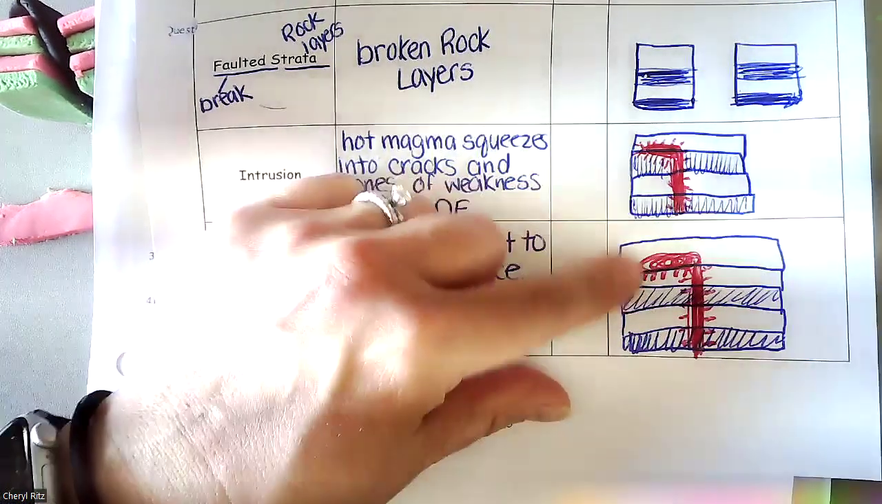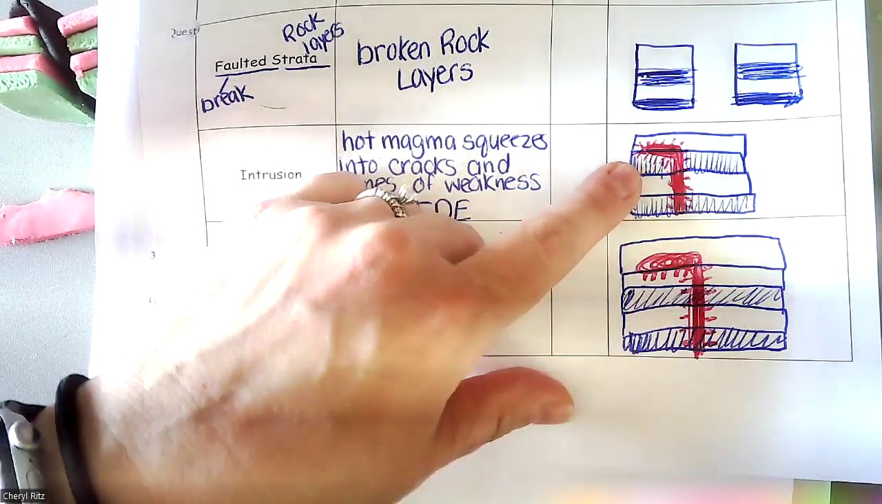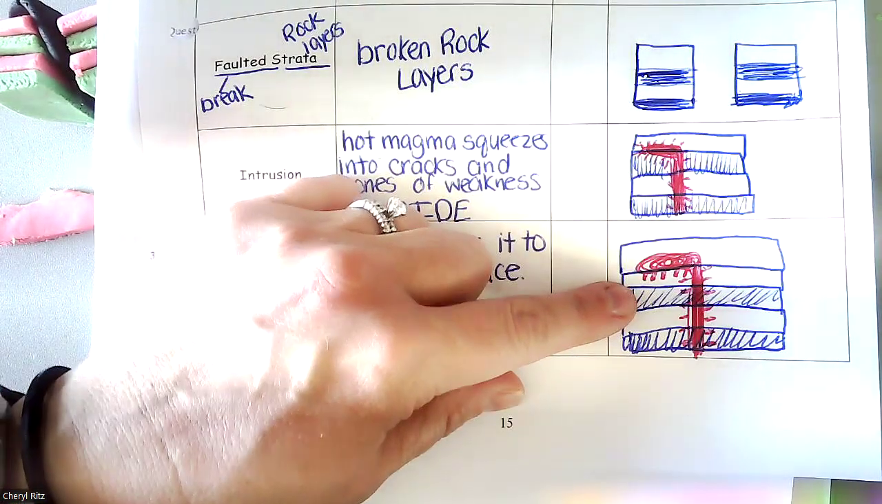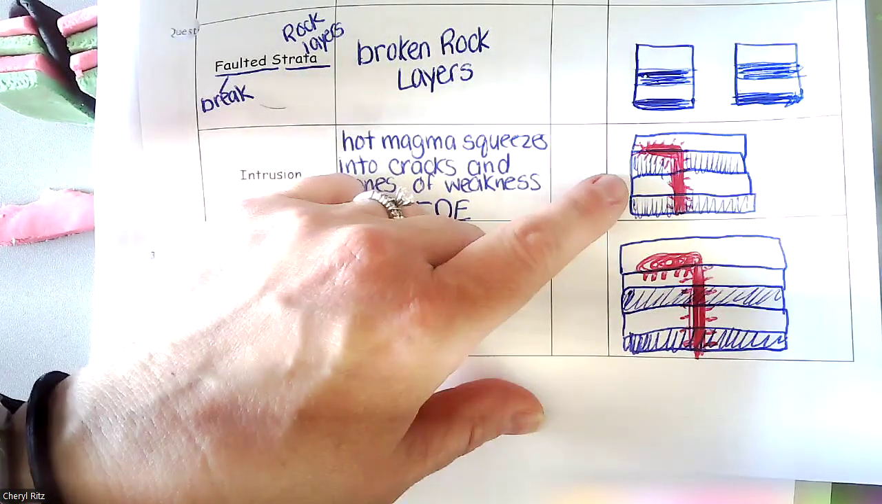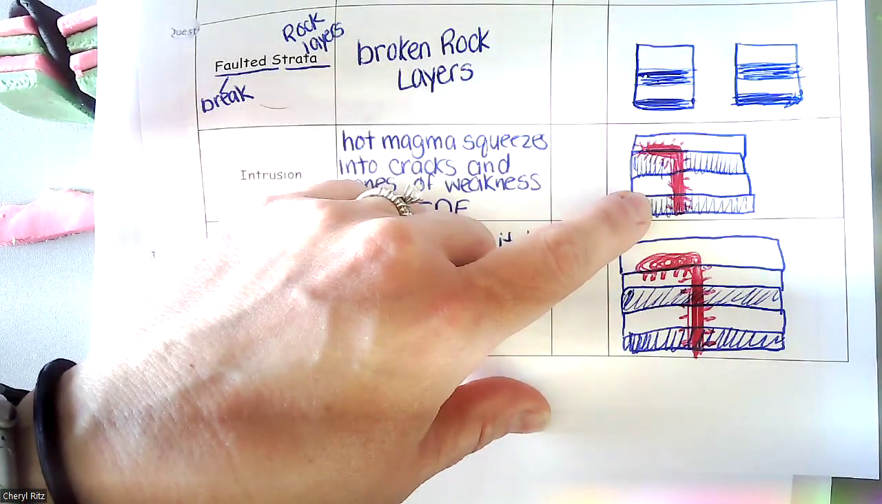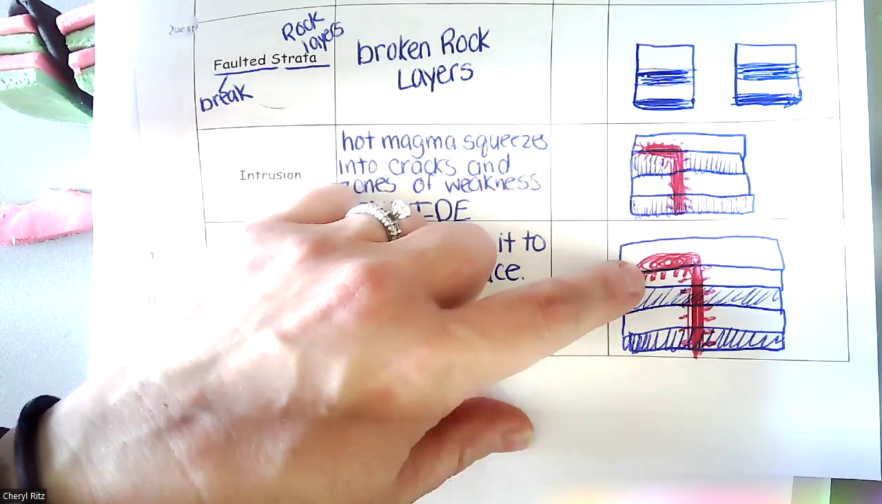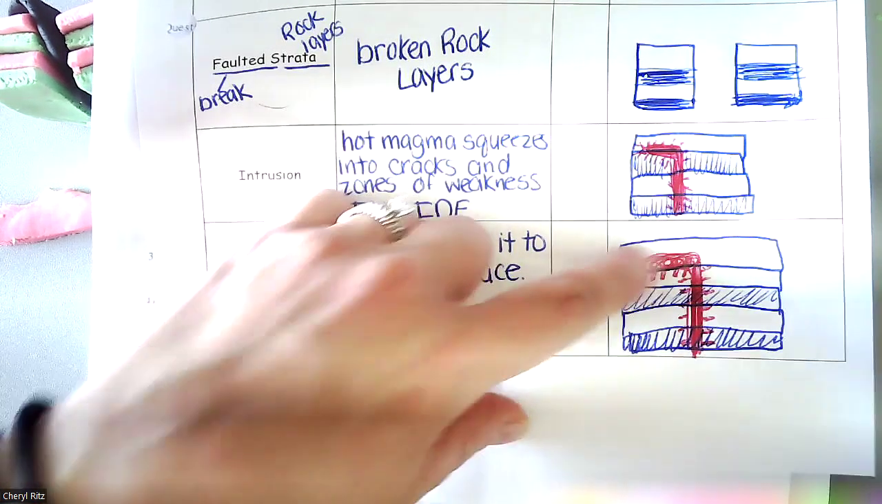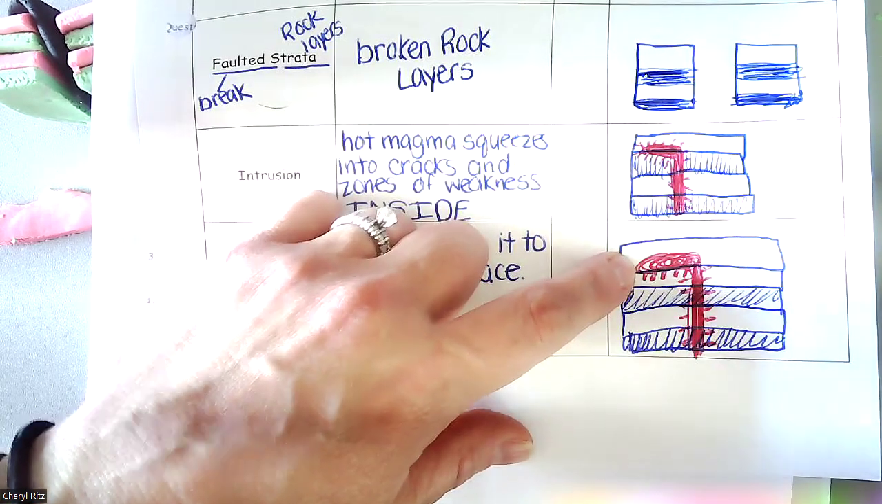So the Regents will often ask you, is this an intrusion or is this an extrusion? And the way to tell is where the whiskers are. If it's covered in whiskers all the way around, it's an intrusion. If it's bald on the top of the lava, then it's an extrusion.